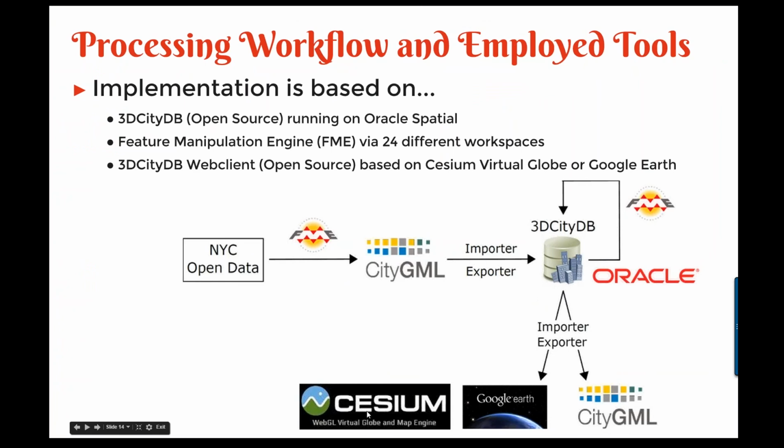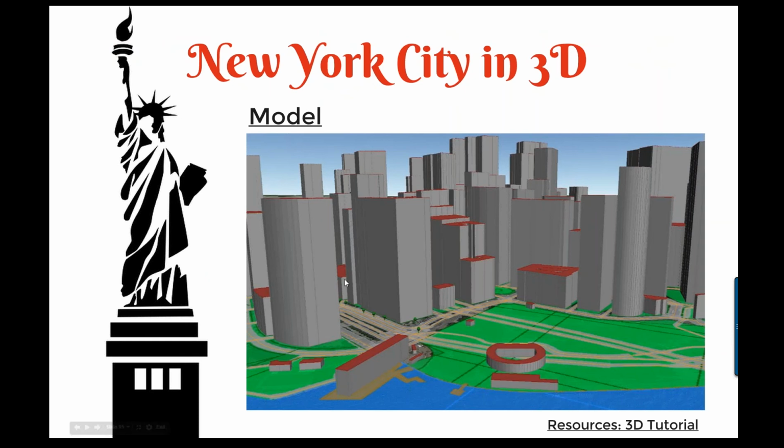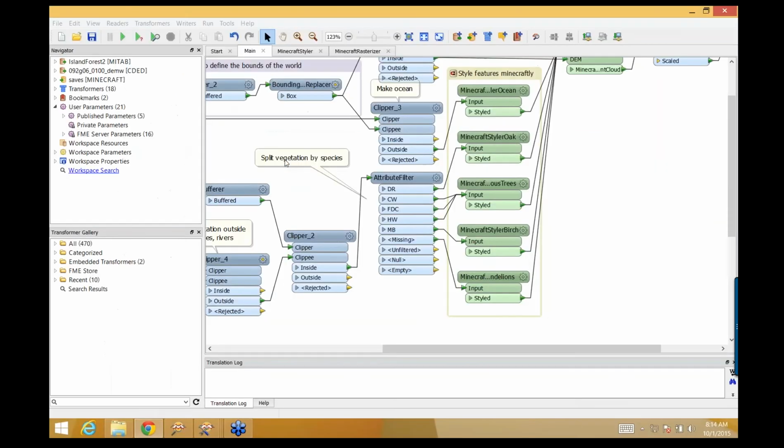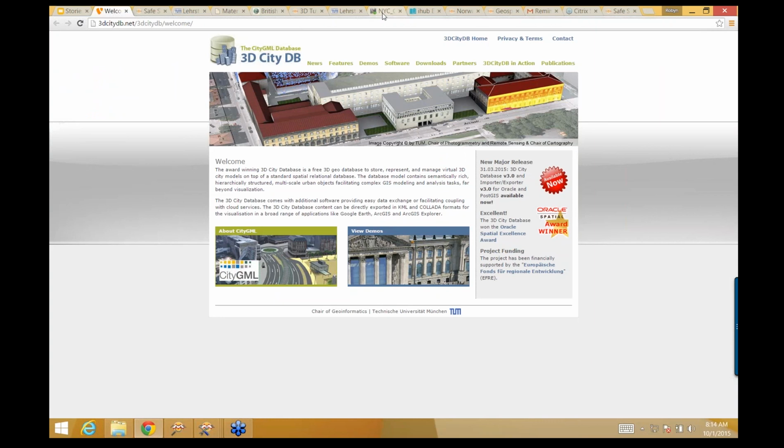What they use is Cesium, which is a new virtual globe and map engine that you can use in your own applications. Their use of FME was to get the data into CityGML and then to maintain it on this Oracle database. What they ended up with was a city of New York that looked like this, and it's a great, great model. We can just take a quick look at it, and I've got it up here.